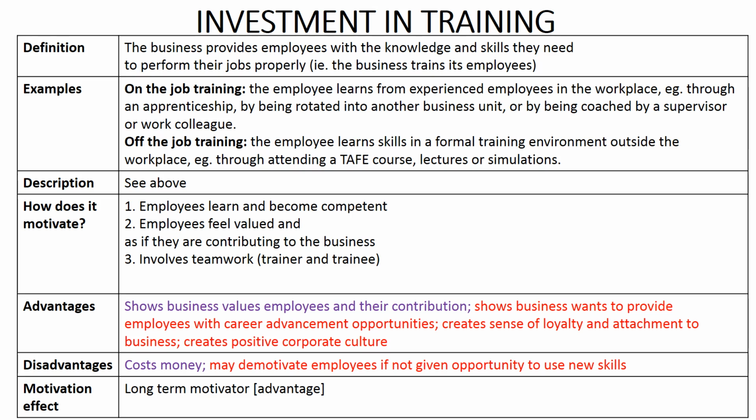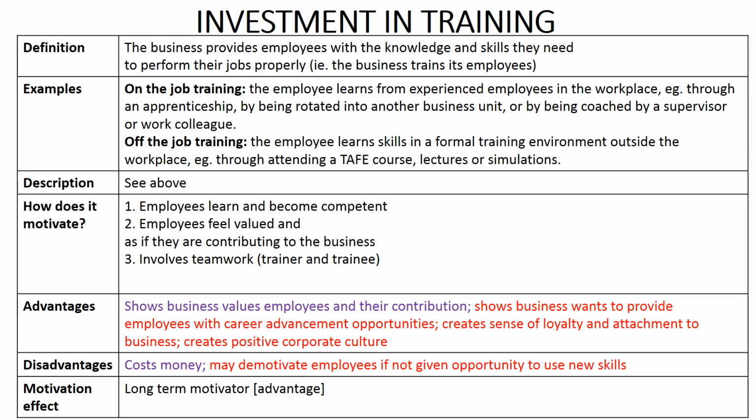In class, we've already looked at the two types of training, that is, on-the-job training and off-the-job training, together with their advantages and disadvantages. On-the-job training is where the employee learns from experienced employees in the workplace, for example, through an apprenticeship, by being rotated into another business unit, or by being coached by a supervisor or a work colleague. On the other hand, off-the-job training is where the employee learns skills in a formal training environment outside the workplace, for example, through attending a TAFE course, lectures, or simulations. Look down the left-hand side of your vocabulary sheets, find the terms on-the-job training and off-the-job training, and, if you haven't already done so, write these definitions in there.